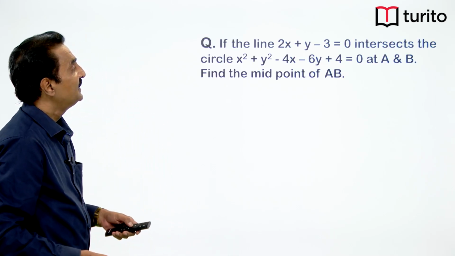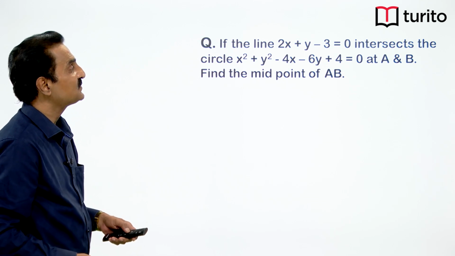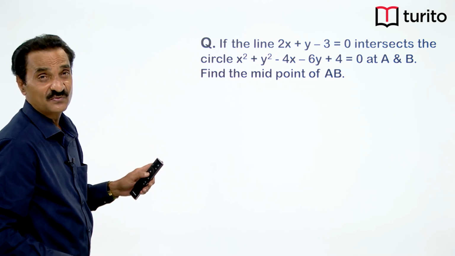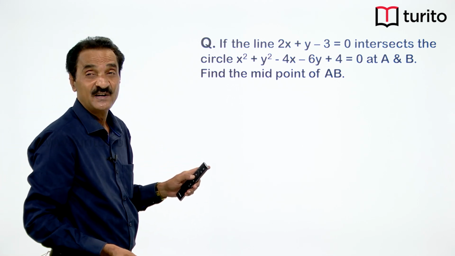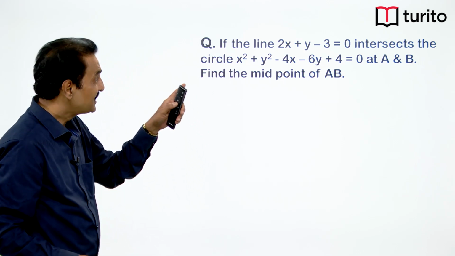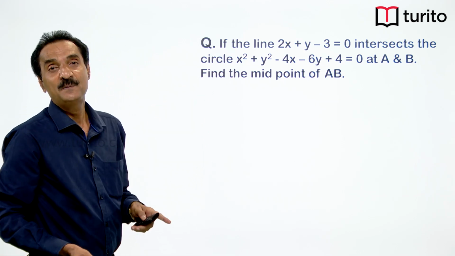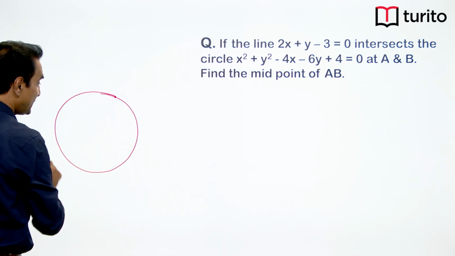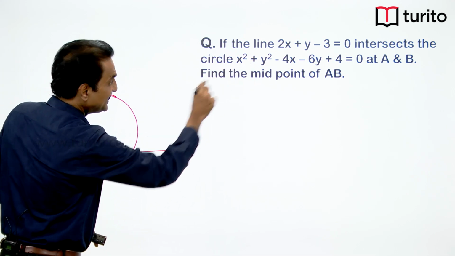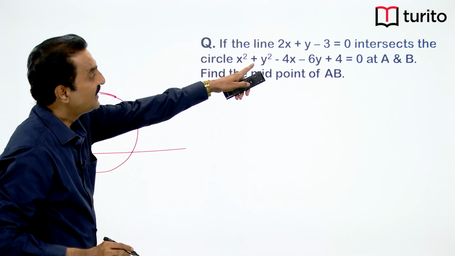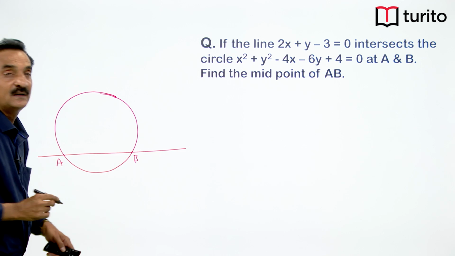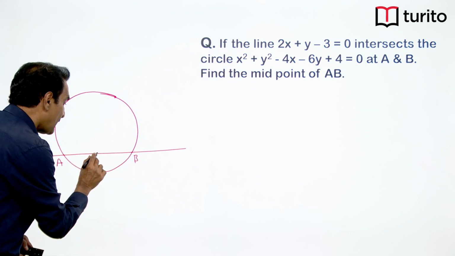Now, next question. If the line 2x plus y minus 3 is equal to 0 intersects the circle x square plus y square minus 4x minus 6y plus 4 is equal to 0 at A and B, find the midpoint of AB. Consider the circle like this, and this line is given. The given line intersects the circle at A and B. Then we have to find the midpoint of AB.